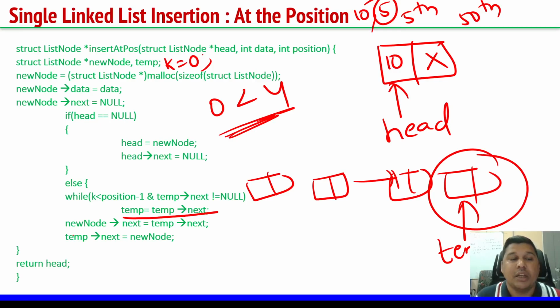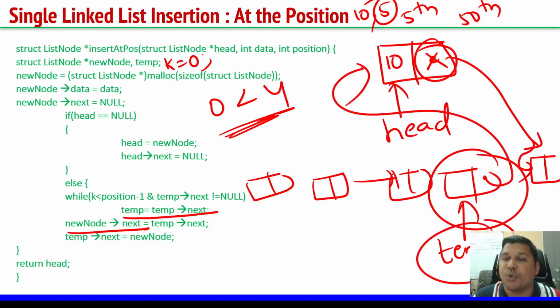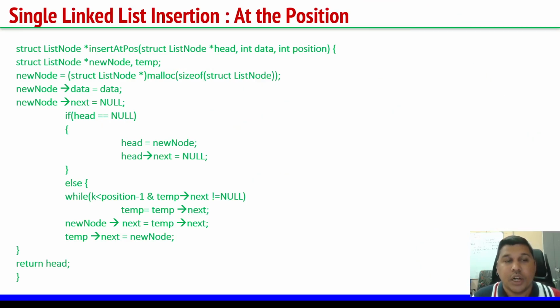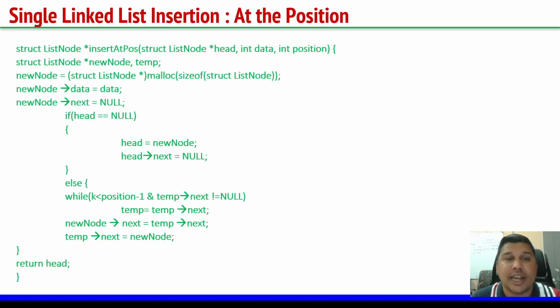After this, it's very simple. New node's next, this location, point it to temp's next. There is one element here, point it to this location. Then temp, where is temp? Here. Temp's next, this you add to the new node. That way you can insert an element at any given position. Okay, don't get confused. Try to understand the logic of what we are doing here. This code snippet you have to understand, how we are writing it. Any doubts in this? Inserting an element at the beginning, end or any given position.